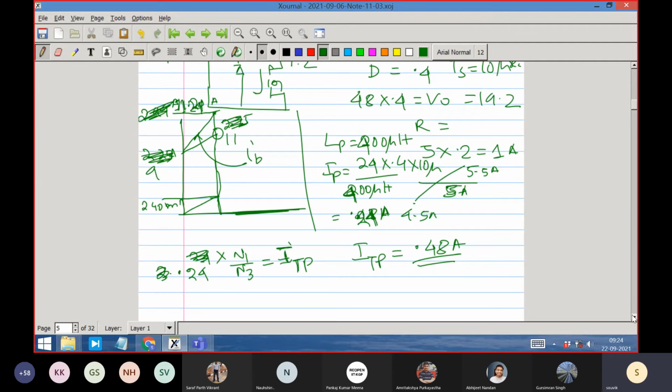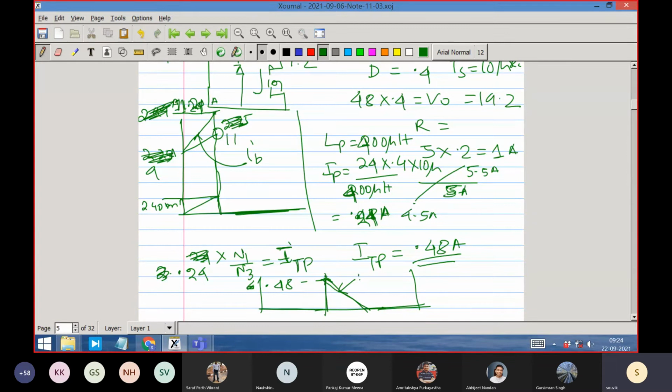So this is 0.48 ampere, and it will be falling with what slope? With this slope. And what is the slope? This is 0.48 ampere during off time. On time it is 0. This tertiary current on time is 0. Then it is 0.48 ampere and it's falling. And what is the slope?